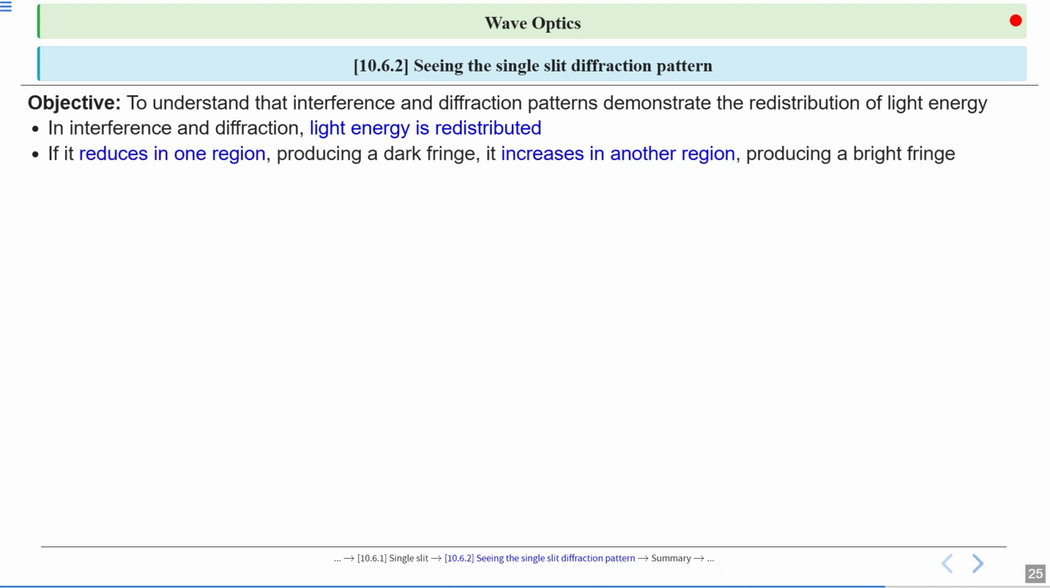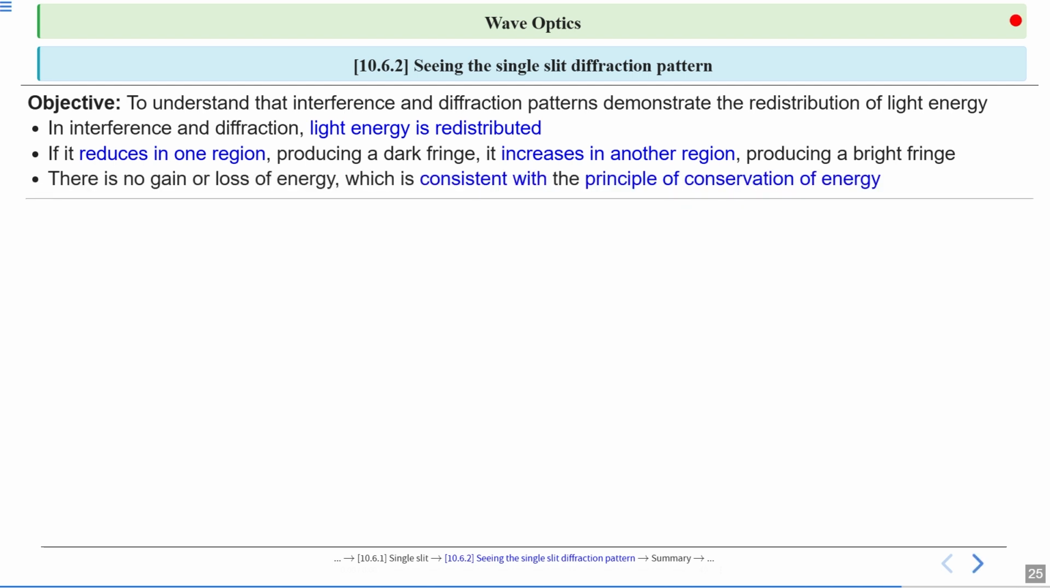Now observe how if light energy reduces in one region, producing a dark fringe, it increases in another region, producing a bright fringe. This shows us the energy isn't lost, it just moved around. Think of it like a seesaw. When one side goes down, the other goes up, maintaining a balance.